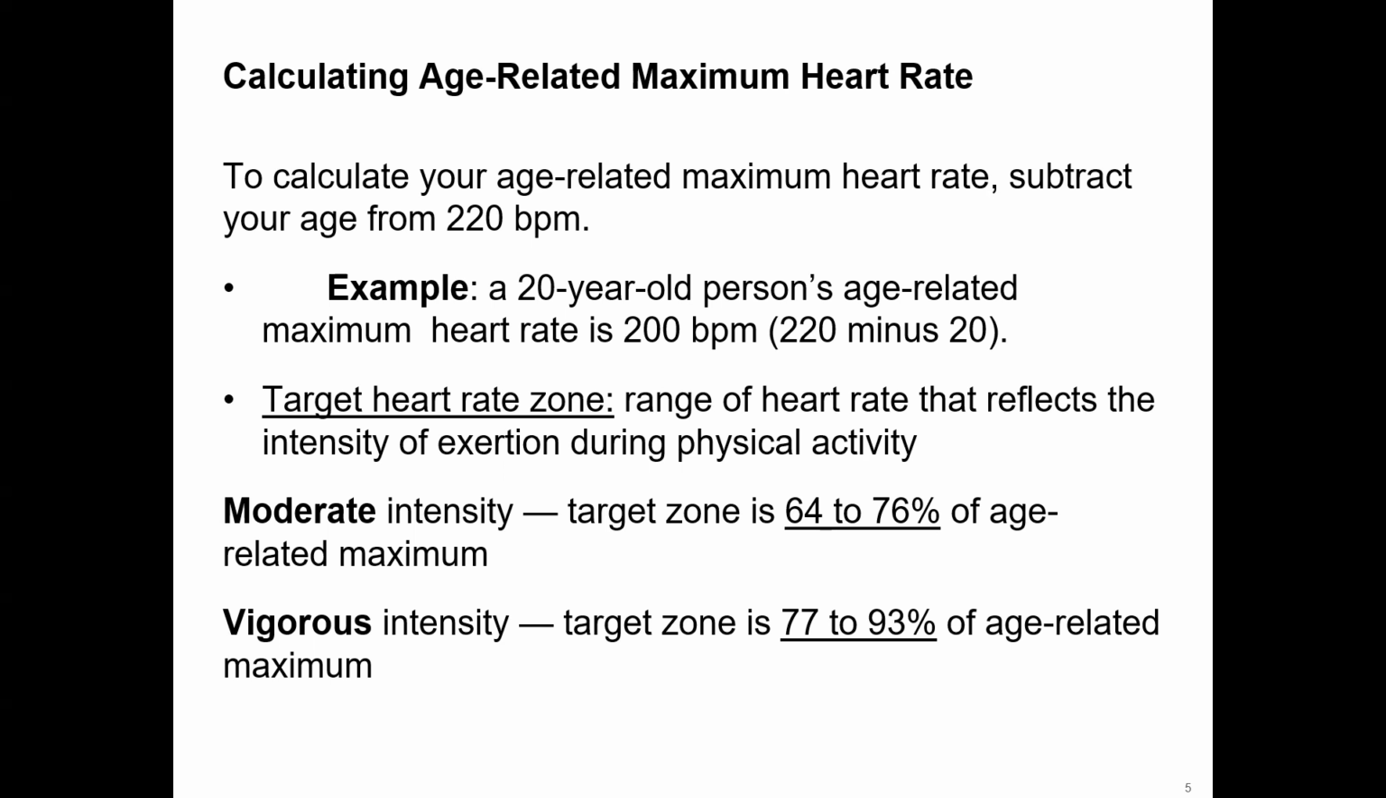93% of their age-related max would be 186. So 154 to 186 beats per minute would be their target zone to let them know, hey, I'm hitting that vigorous intensity zone that I'm trying to get to. Okay.